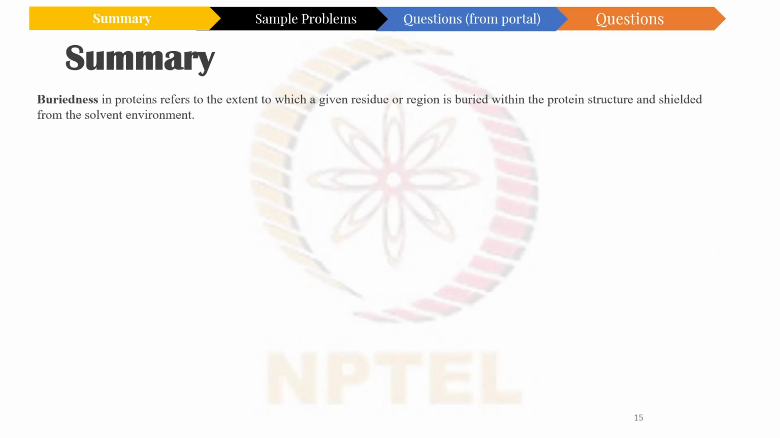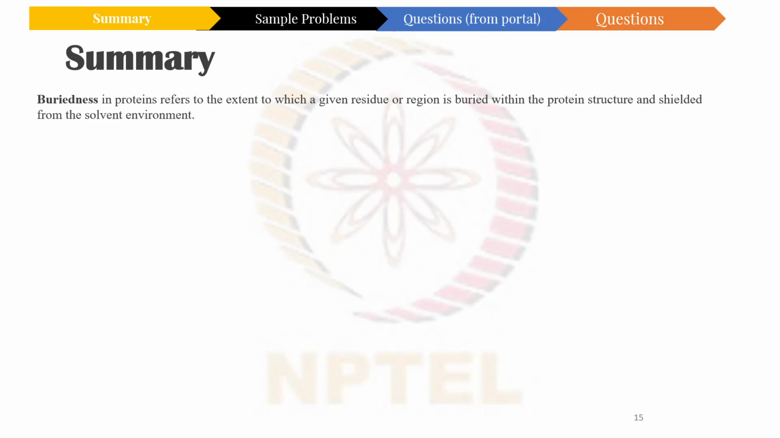This is the last slide for the summary. Here I will be discussing briefly some of the protein tertiary structure features, and similarly we will be having some sample problems on these as well. The first thing is buriedness, which refers to the extent to which a given residue or region is buried within the protein structure and shielded from the solvent environment.